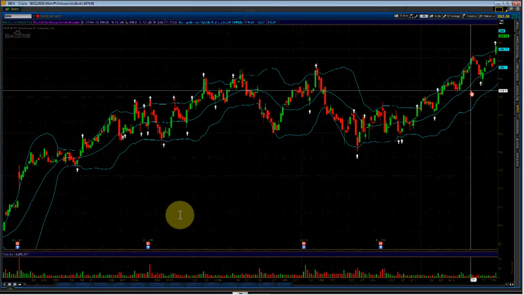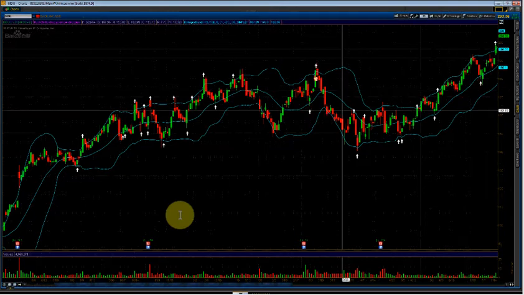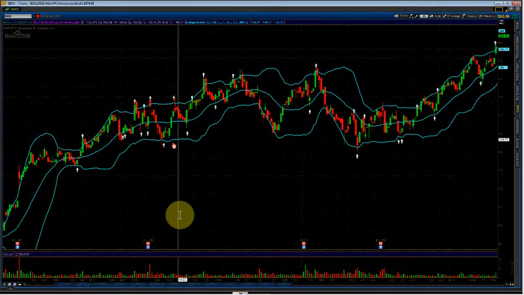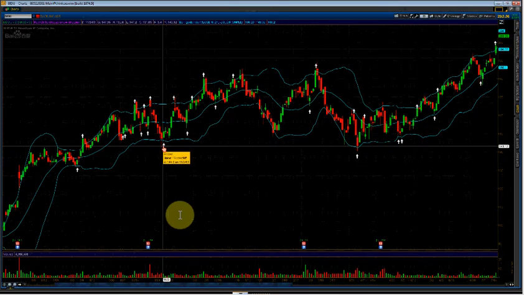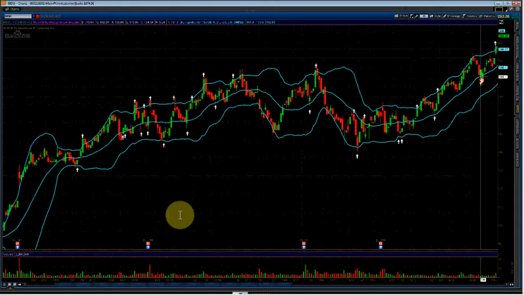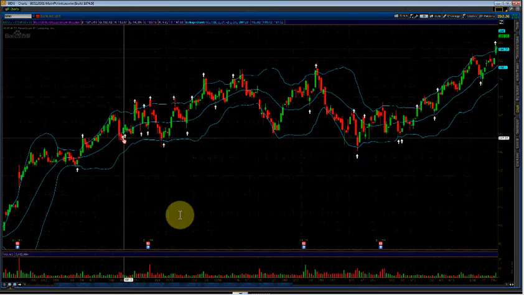Because let's face it, if you were using this as a trading system and you bought and sold where each one of these arrows was, by this point, are you going to be concerned with a loss? I don't think you would. Has there even been a loss yet?